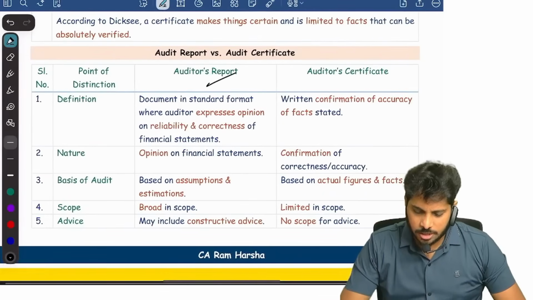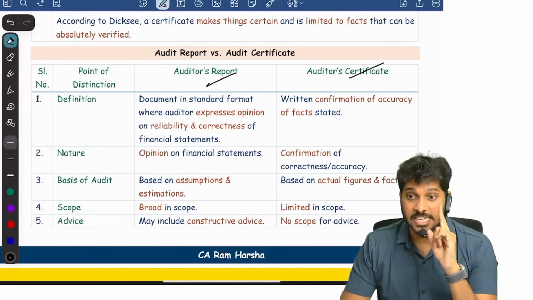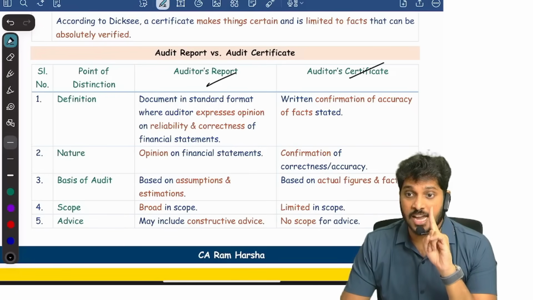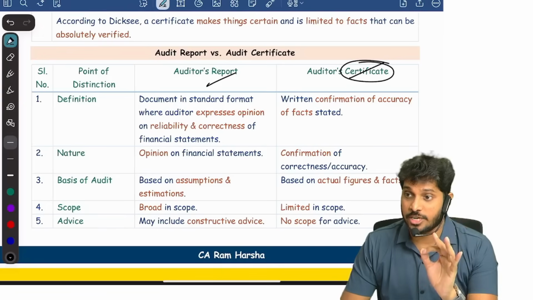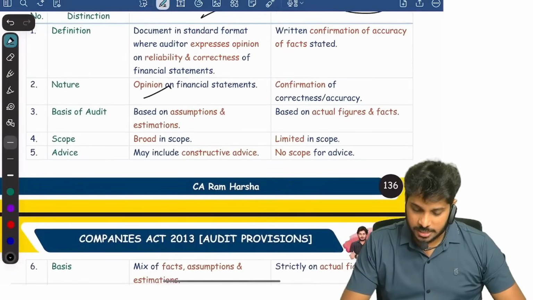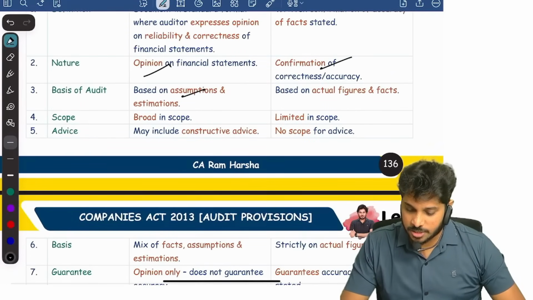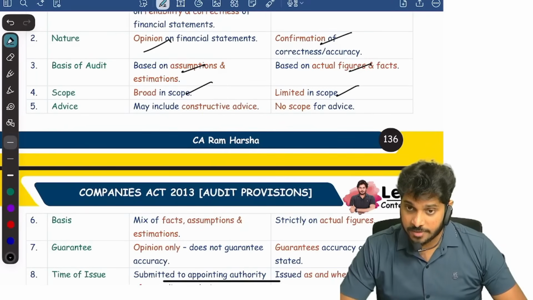So what is an audit report and what is an audit certificate? A report contains an opinion. An opinion is a reasonable assurance. Reasonable assurance is a high level of assurance, but not a guarantee. A certificate is an absolute assurance. A certificate is about a fact. Opinion is a confirmation, based on assumption as well as actual figures and facts. Audit report is broad in scope. Certificate is limited in scope.